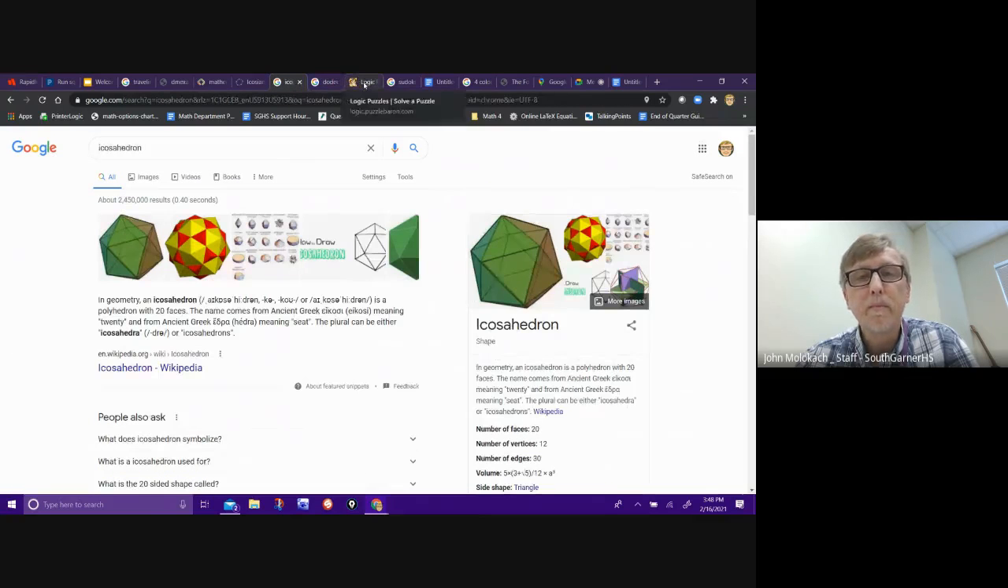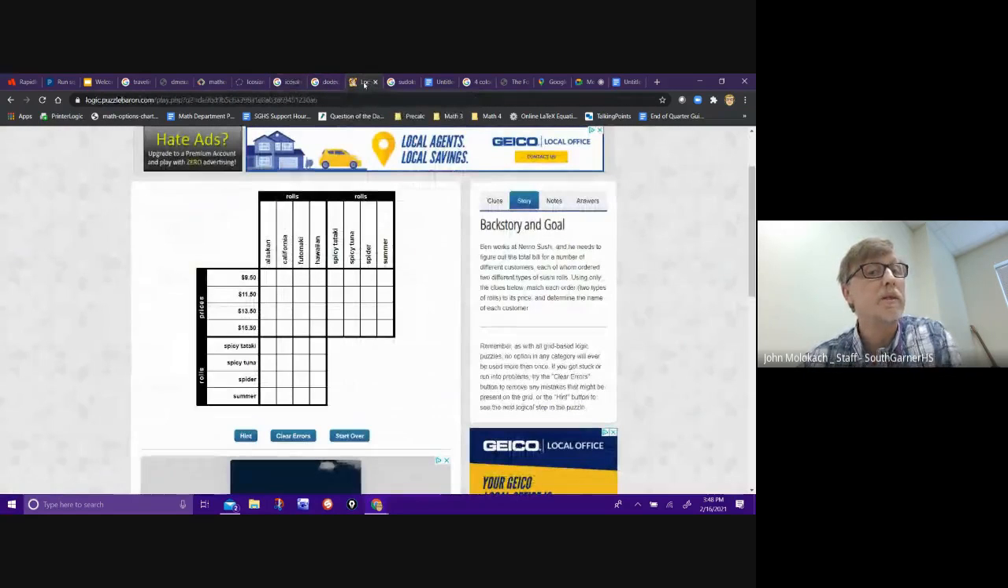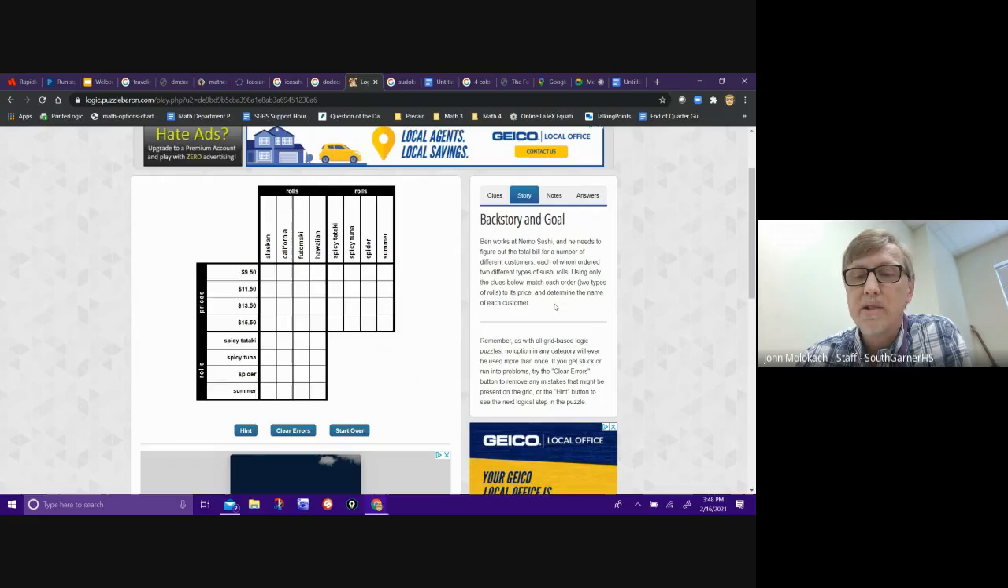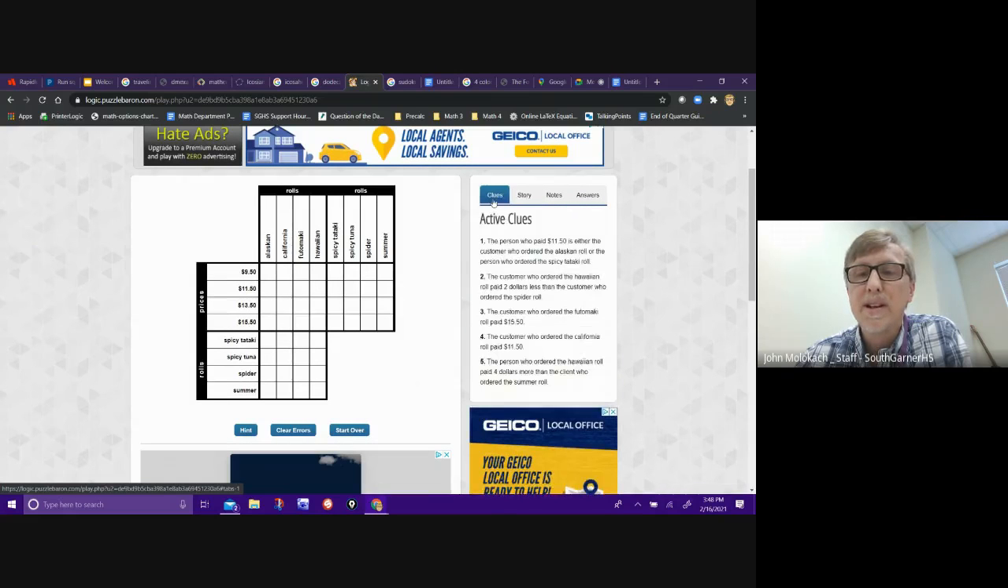Another thing that we can talk about in discrete math are some logic puzzles. For example, let's say Ben works at Nemo Sushi and he needs to figure out the total bill for a number of different customers, each of whom ordered 2 different types of sushi rolls. Using only the clues below, match each order to its price and determine the name of each customer. And we can look at the clues and we can create a grid. And these are logic puzzles that maybe you've played before that can be figured out using discrete math.